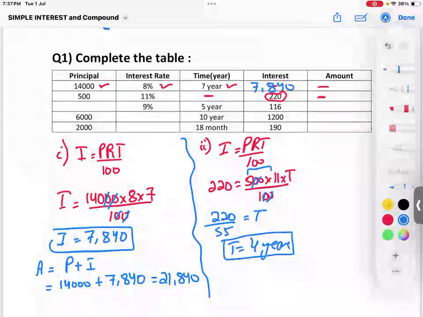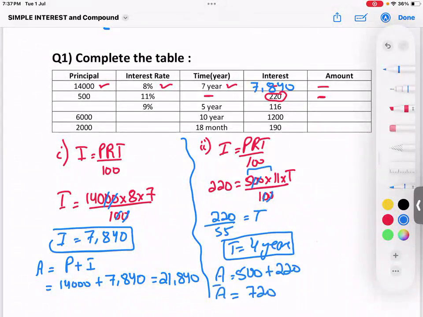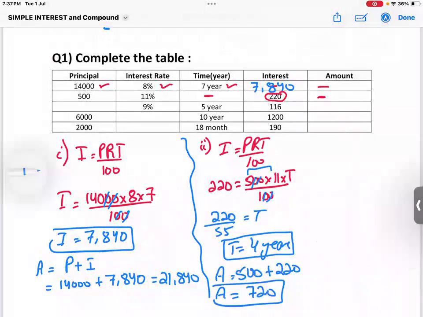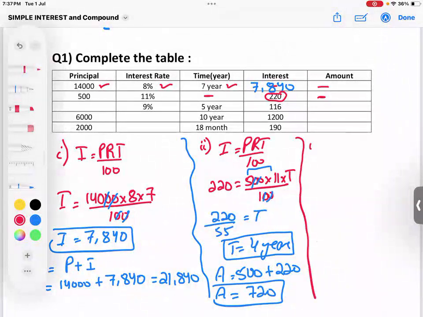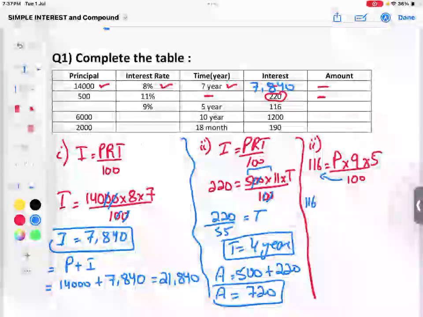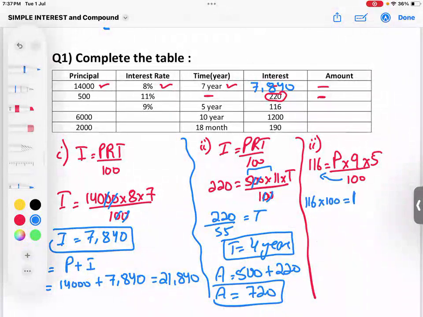Now we need to find out the amount. The formula is simple. Principal amount is 500 and the interest is 220. We will add these two values. So 720 is the total amount we get. Now part number 3. In part number 3, we need to find out the principal value. We know interest is 116. We don't know the principal value. Interest rate is 9, time is 5, divided by 100. Now this 100 goes to the other side and multiplies. 9 fives are 45. Now 45 goes to the other side and divides.